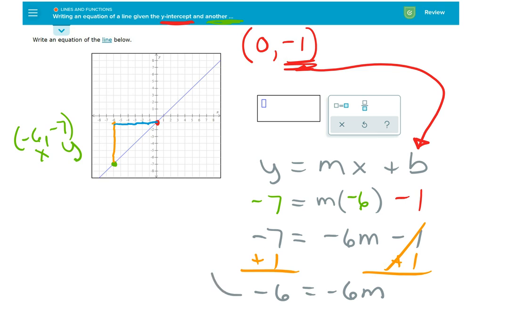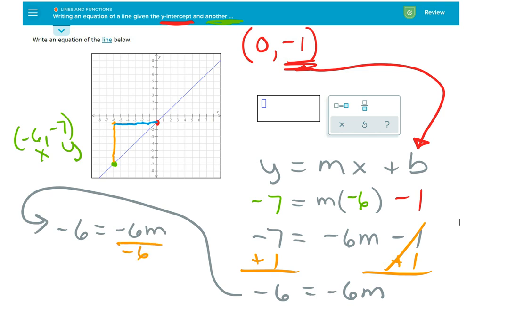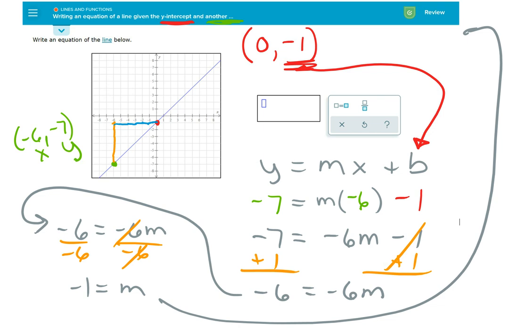And then, of course, I'm kind of running out of room here. I would take my -6 equals -6m and divide both sides by -6. And well, look at that. m is 1. But then I'd have to go back to the form of y equals mx plus b, and I would stick the 1 here and the -1 there, and of course I would just simplify that to be y equals x minus 1. And there you go. Hope that is helpful.